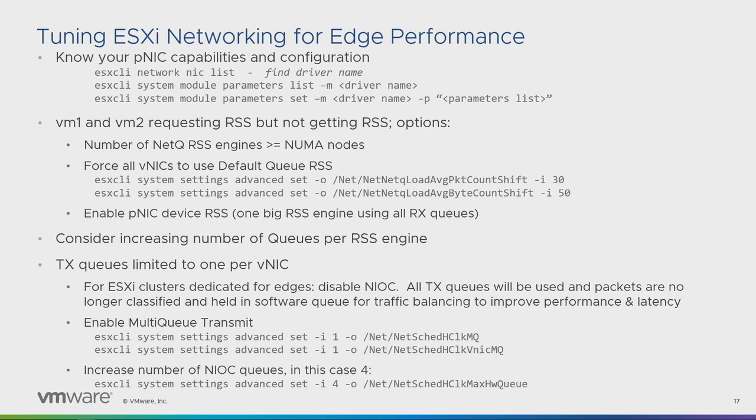Now, if you disable NIOC, the number of transmit queues will be equal to the total number of queues that you have, right? So by disabling NIOC, not only will your performance be better, the number of transmit queues will also be much higher. Okay?